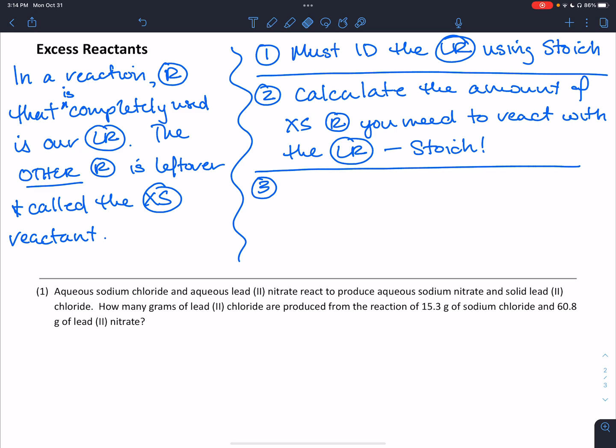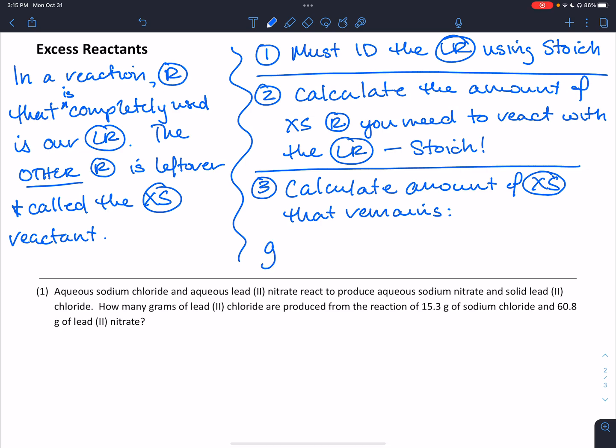So we calculate the amount of excess that remains by using a little formula. The grams that remain is going to be equal to the grams you had initially minus the grams that you used in the reaction. And that calculation is what number 2 is right above here.